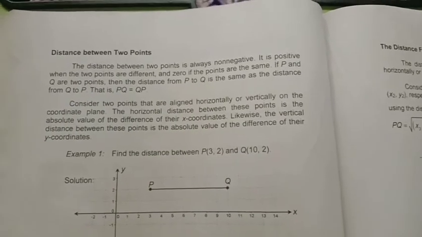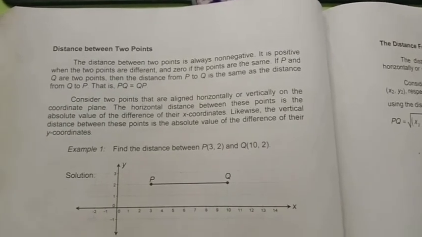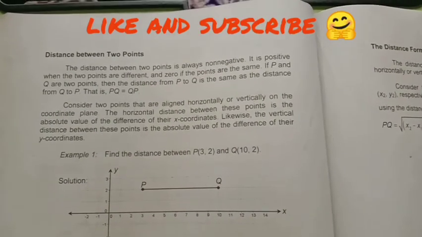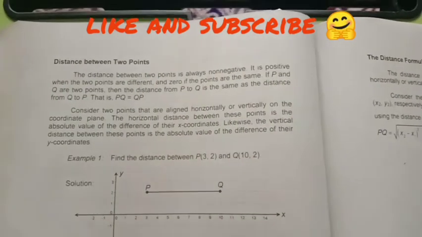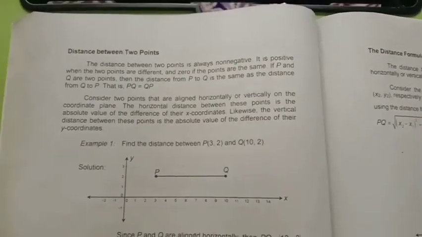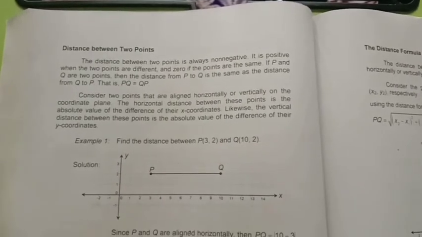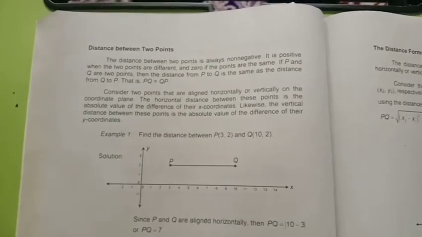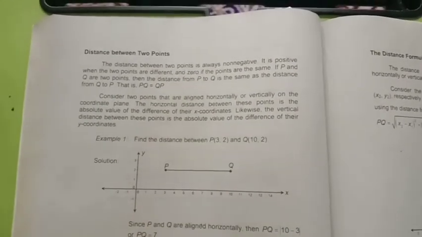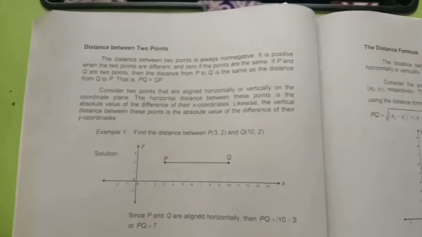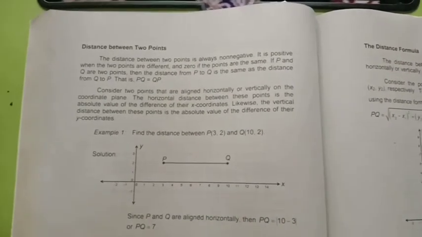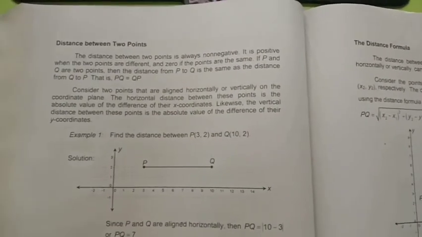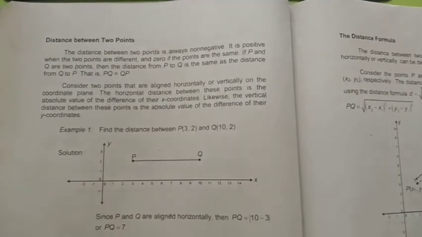the same. If P and Q are 2 points, then the distance from P to Q is the same as the distance from Q to P. That is, PQ is equal to QP. So, hindi nagbabago yung distance ng dalawang point kahit magkaiba yung pinagmulan niya. So, for example, kung ikaw ay nasa Manila, papuntang San Pablo City, the distance from Manila to San Pablo City is the same as the distance between San Pablo City to Manila. Hindi nagbabago yung distance ng dalawang point.